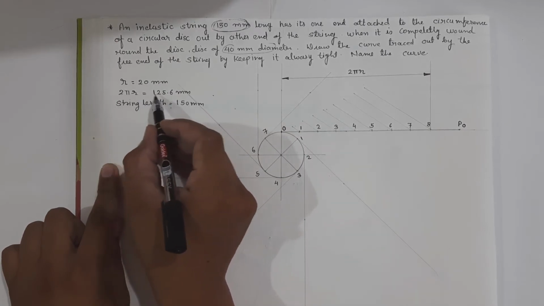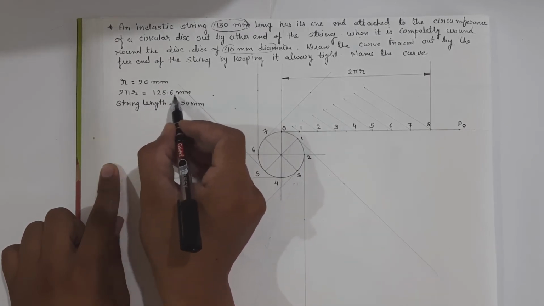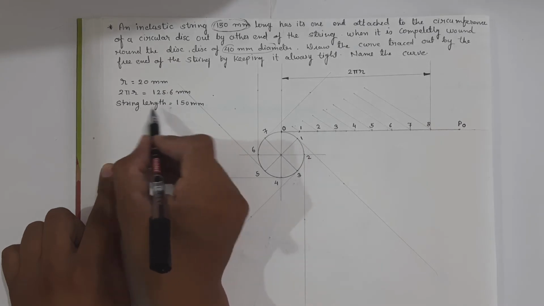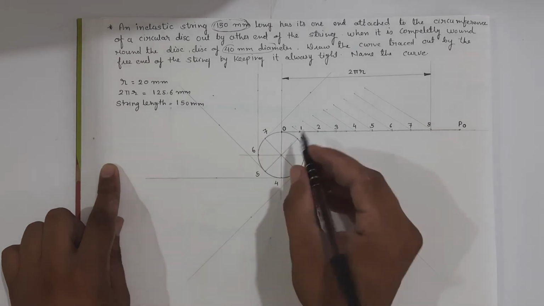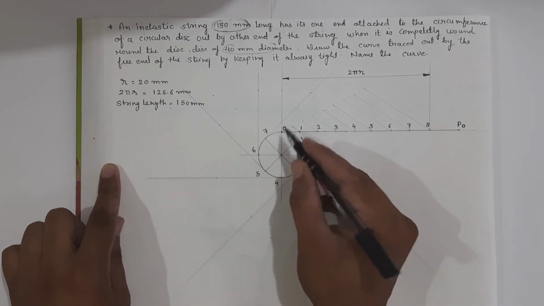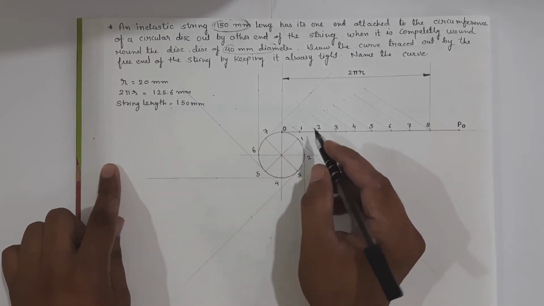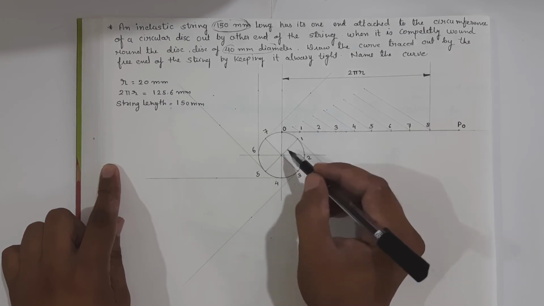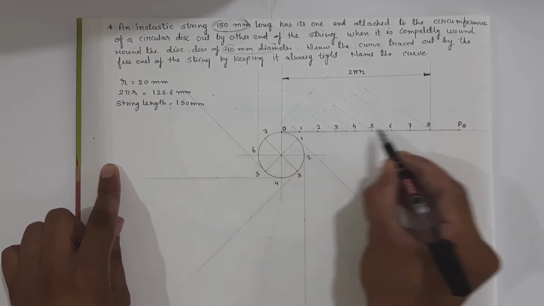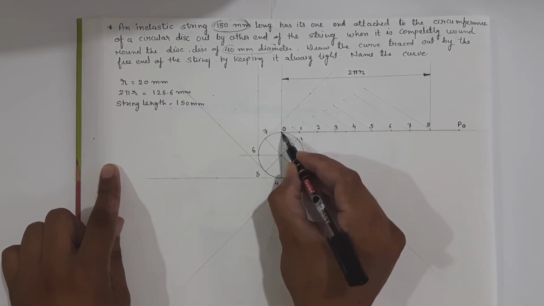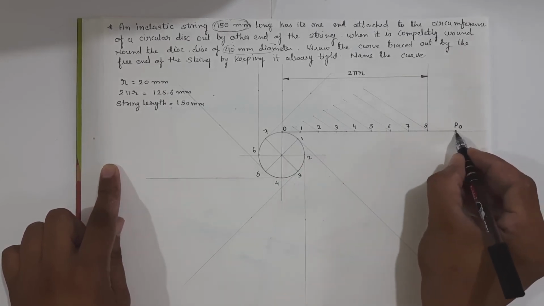The 2 pi r distance will be equal to 125.6 mm. And right now, in this example, the string length is 150 mm. So first of all, we have to draw the circle, divide the circle into 8 equal parts, and the radius of the circle is 20 mm. Now divide the circle into 8 equal parts, attach the string over here at point 0 to P0.